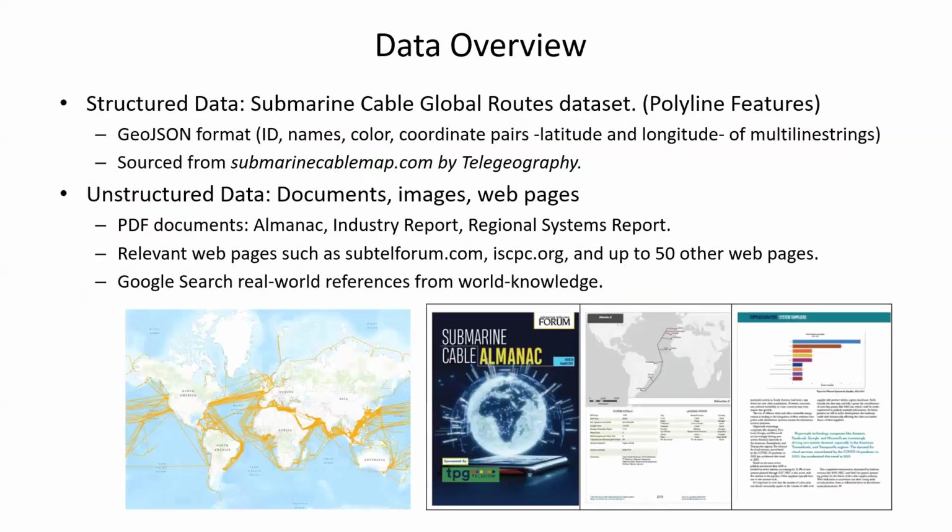Let's look at the data. In this project, the data comes in structured and unstructured formats. The structured data is the global routes of submarine cables, storing some basic attributes and also very important coordinate points, latitudes and longitudes, that define the submarine cable system paths. But unstructured data is a totally different format that we don't use in GIS a lot, because it was very difficult to process before AI models in the past.